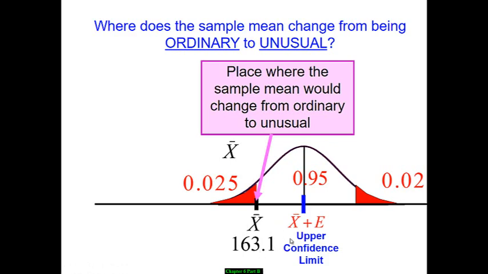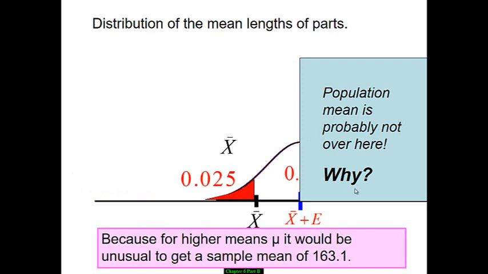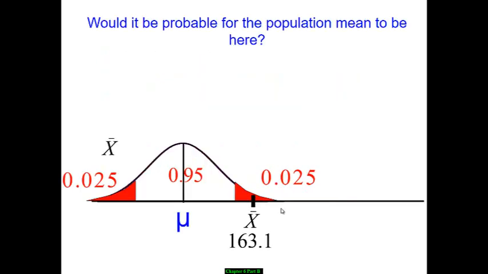So that's going to be x bar plus E. Now, why would the population mean not be there? Well, because at a 0.025 probability, that's so low that most likely it's just not going to be there. So now let's look at the next part. On this side, we want to do the lower confidence limit.